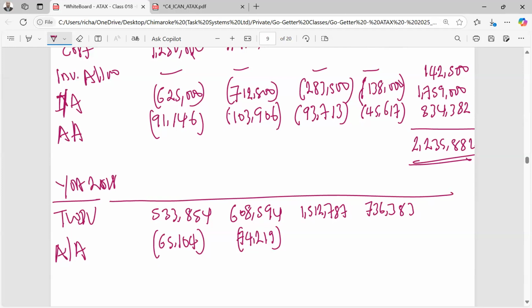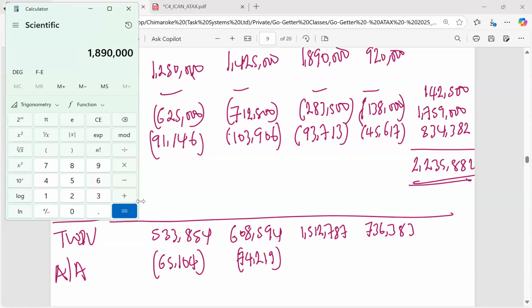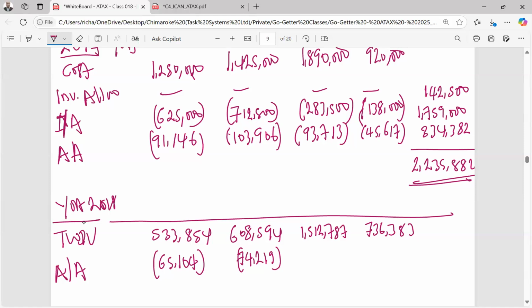1,890,000 minus 283,500. This is what we are supposed to charge as capital allowance for the whole 10 years. Let's check for 1 year. Divide by 10. This is for 1 year, 166,950. Now let's check 5 months out of it, times 5 divided by 12. That gives me 66,938.